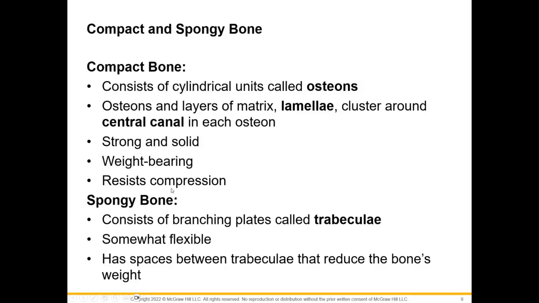It resists compression. Now, spongy bone consists of branching plates we call trabeculae, which I've mentioned before. It's a little more flexible, and it has spaces in it between the trabeculae that reduce the bone's weight. But at the same time, those are areas that do allow for some storage of marrow.